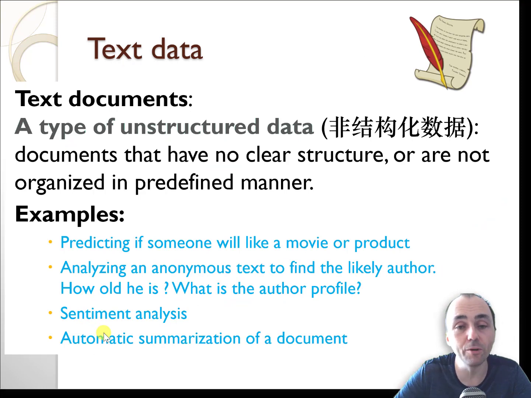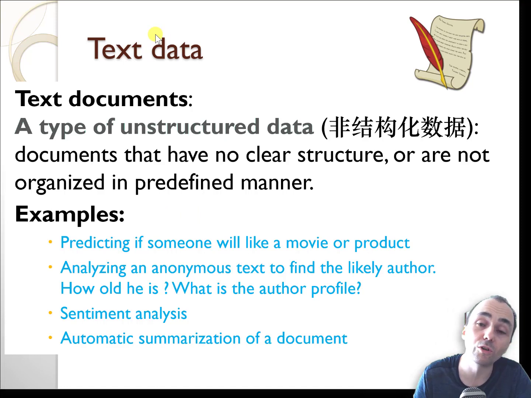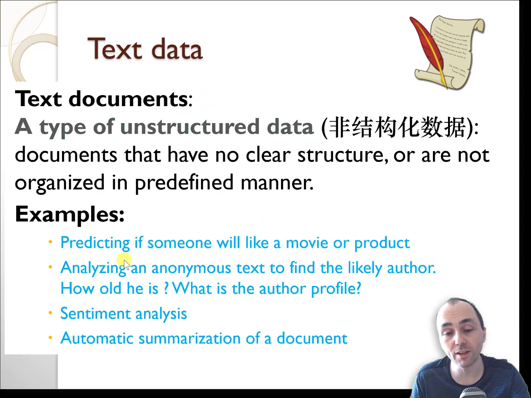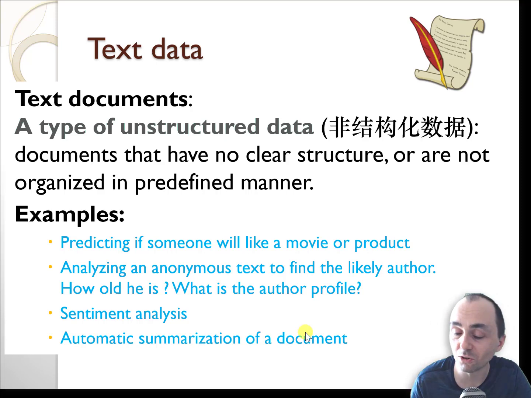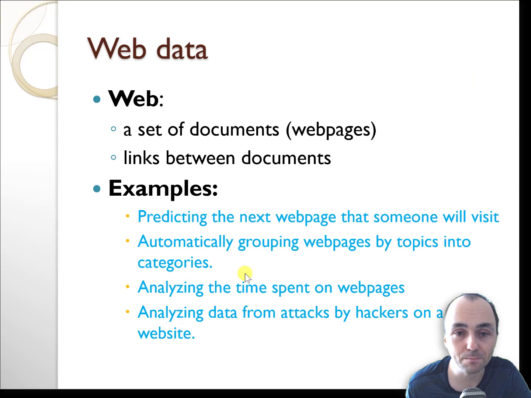Another type of data very popular is the text data, like the web pages, or the reviews for a product, and so on. So there's a lot of data mining tasks we can do with this. Like we could try to predict if someone will like a movie or not, or a product, based on the comments, the reviews that the person writes. Or we could try to summarize a document or a book, and so on. So many things we can do with the text data.